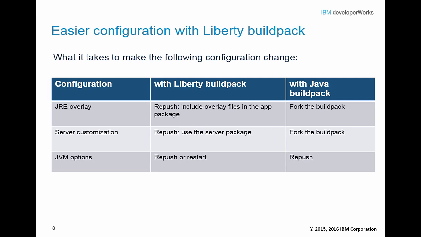I have seen that JVM options can be updated very easily, and the application just needs a restart with the Liberty build pack. With Java build pack, you'll have to push the entire application code again for a JVM option change.